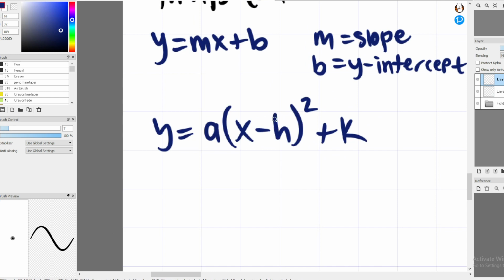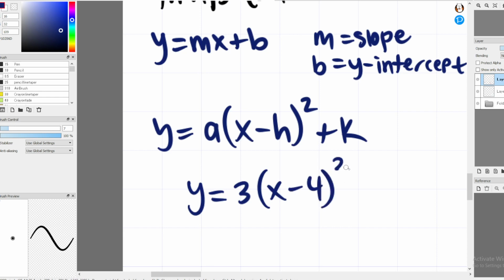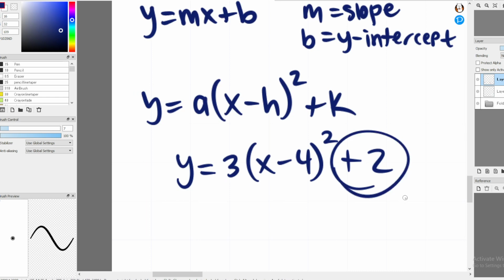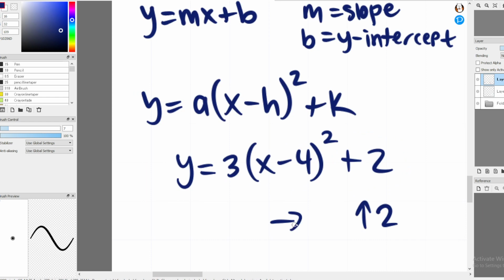So, for example, if I had something like y is equal to 3(x minus 4) squared plus 2, because of this plus 2, I know that we're going up 2. Because of this minus 4, I know we're going right 4.